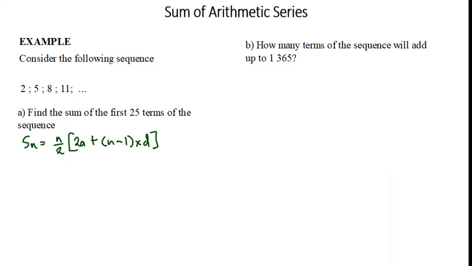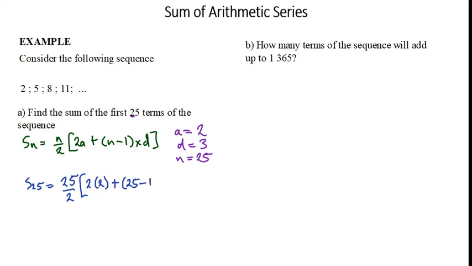In this case, A is the first term of the sequence, which is 2. The common difference, you can see we're adding 3 the whole time, so the common difference is 3. We're adding over 25 terms, so n is equal to 25. Now we're going to substitute into that formula. The sum of the first 25 terms is 25 over 2, open the brackets, 2 times A, which is 2, plus n, which is 25, minus 1, times the common difference, which is 3.